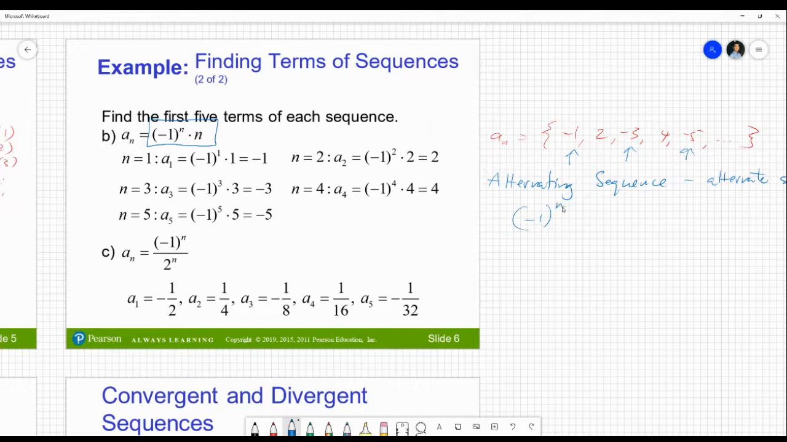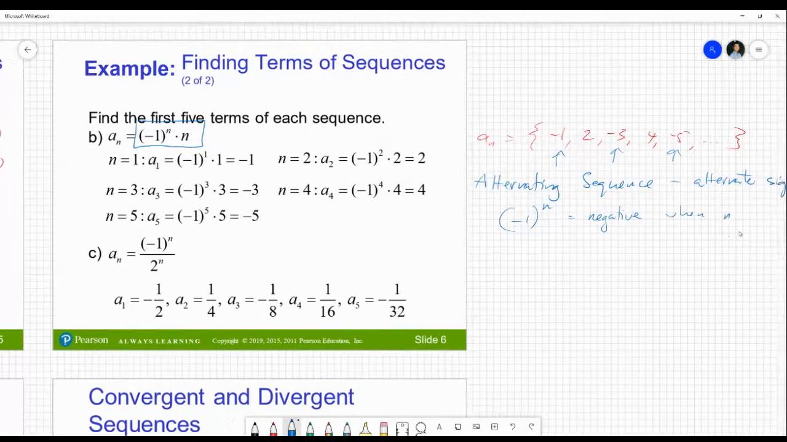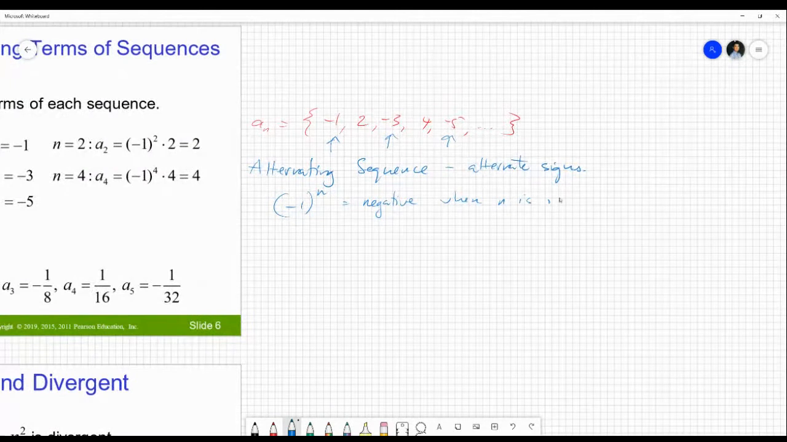So if you have -1 to the n, it's going to be negative when n is odd, and positive when n is even. Okay. All right. So what if I want the first term to be positive? So here, the first term is negative.